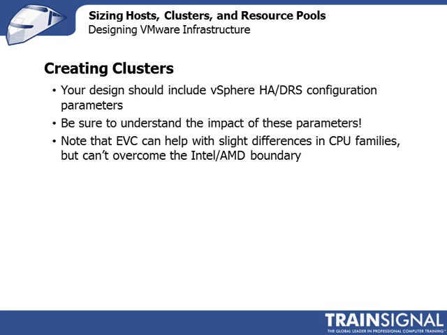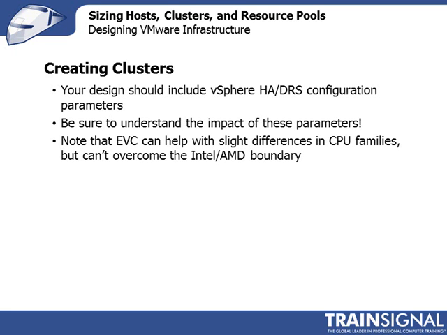Now, your design needs to be sure to include any configuration parameters for vSphere HA and DRS. I didn't go into any specific examples here because there are so many and they are so varied that any discussion would naturally just be incomplete. But we're talking about things like our overall vSphere HA configuration, how many failover hosts, what is our tolerance for failover, what is the admission control, all of these sort of things. You want to make sure that you understand the impact of every single one of these parameters on the design.